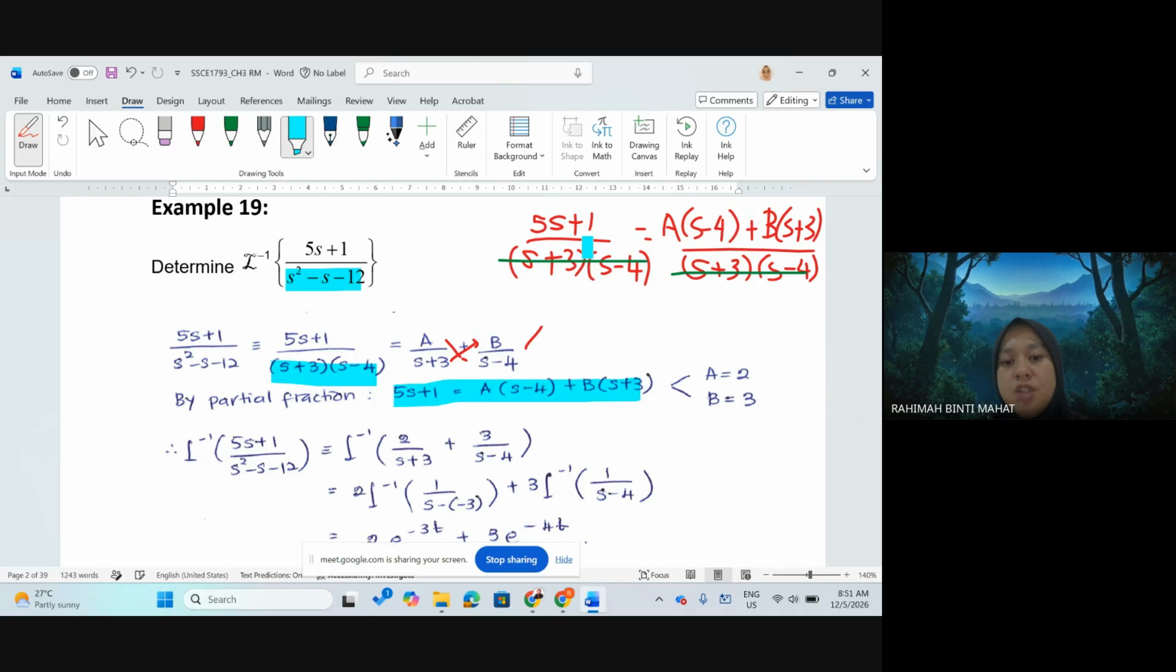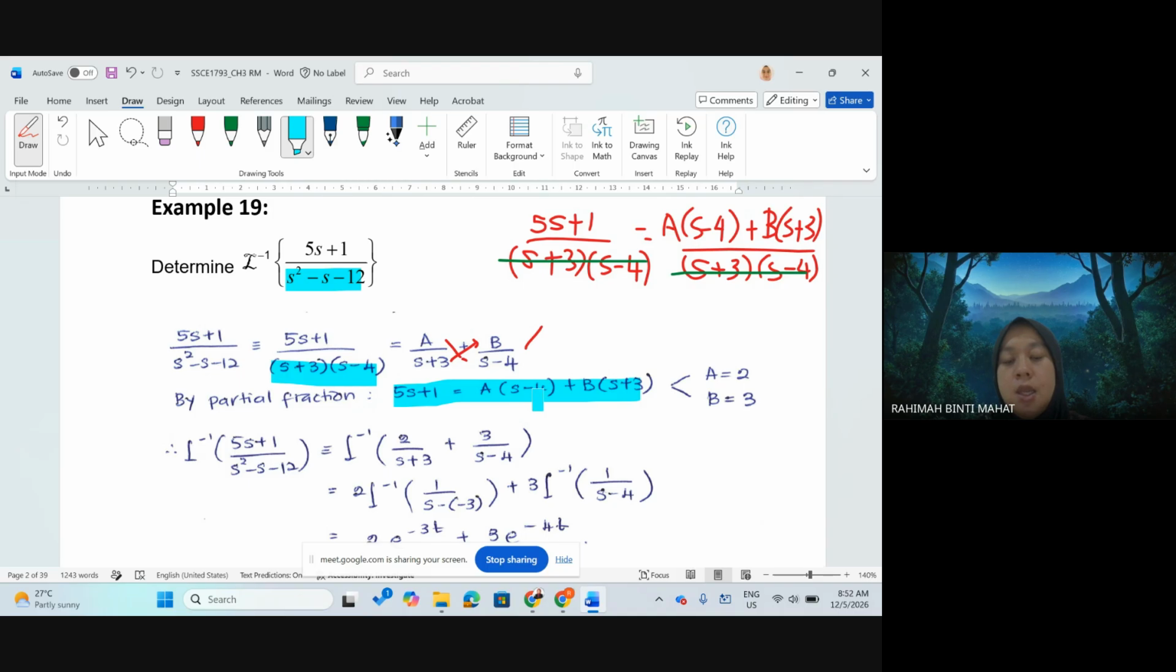You can get 5s plus 1 equal to A(s minus 4) plus B(s plus 3). And then you need to choose what is the value of s. So to get A, set it equal to 0. So you can get your B. And after that, you need to get B to get the value of A. Okay. There are two possible values for s here.